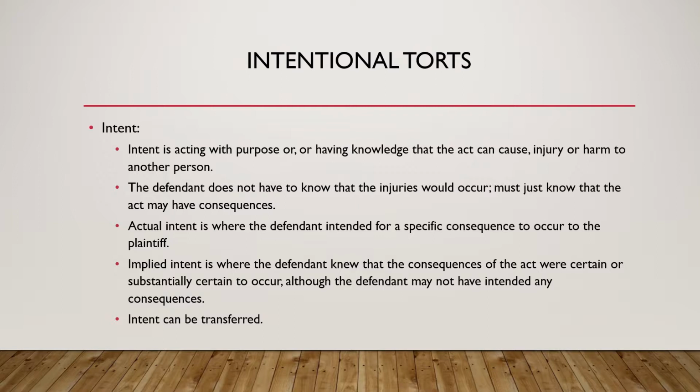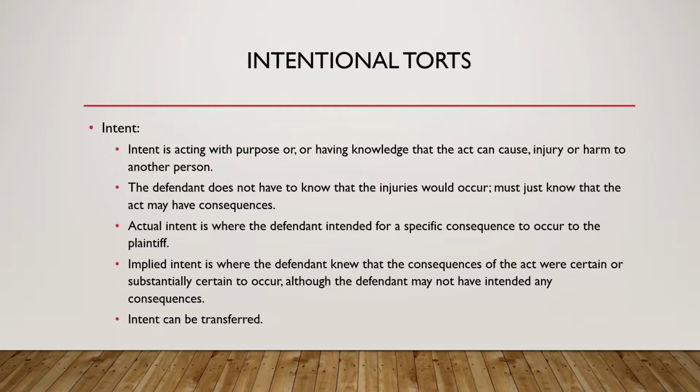So in our scenario of the boy throwing the ball at the girl, Samantha, he did not have to know that the ball would knock her over and cause her to break her arm. Rather, all he has to know is that throwing the ball and hitting her may have consequences. And so in that scenario, knowing that he could throw the ball and hit her and possibly have consequences, that's enough to establish an intent.